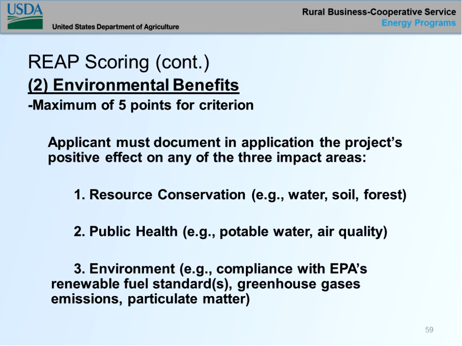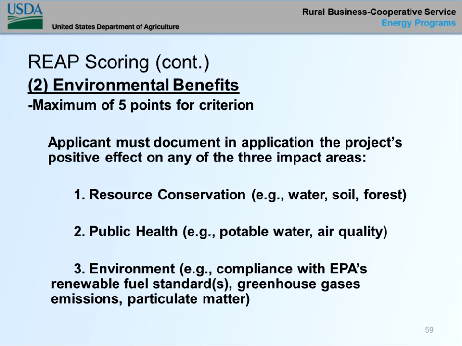So the first category is energy generated, replaced, or saved. There's a maximum of 25 points in this category. It's actually broken down into 2 subcategories. So the first is the energy generated or saved per REAP dollar invested, and there's a maximum of 10 points in this criteria.